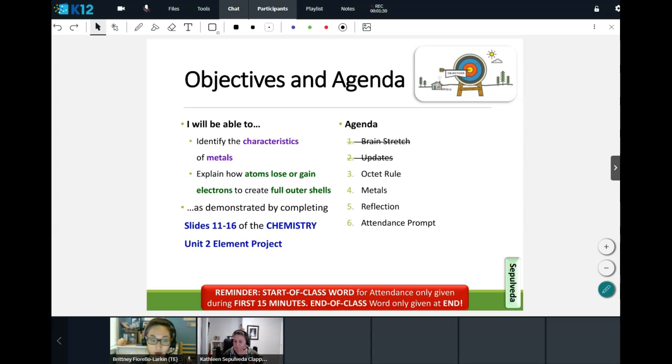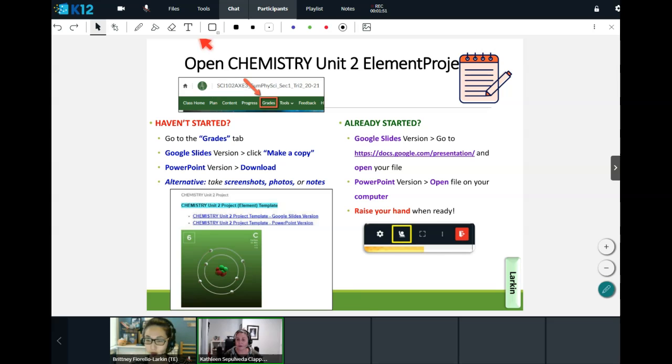Today we're going to identify the characteristics of metals. We're going to explain how atoms lose or gain electrons to create a full outer shell, and we're going to demonstrate this through slides 11 through 16 in our chemistry Unit 2 element project. Make sure that when you open it up, you're going directly to slides 11 through 16. All right, here we go.